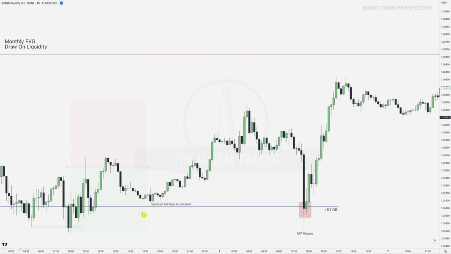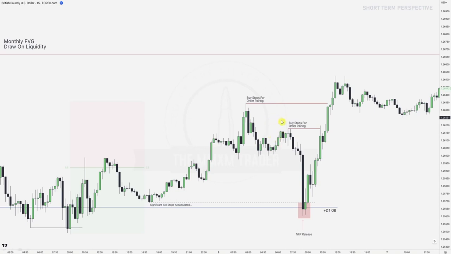So now we've accumulated those significant sell stops. We have order pairing below it after that NFP release, dropping down into the daily discount order block, and then over here we can see order pairing happening and then continuation up. So how does that look on a lower time frame, and can we even trade this? Is there an opportunity to get in to go for that monthly drawn liquidity, that monthly fair value gap?